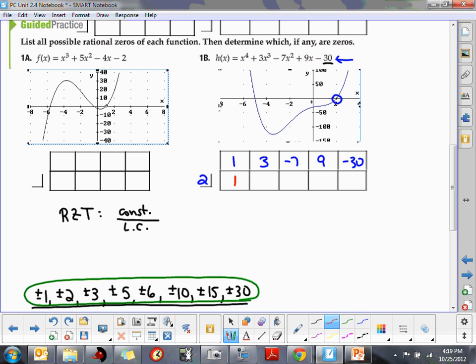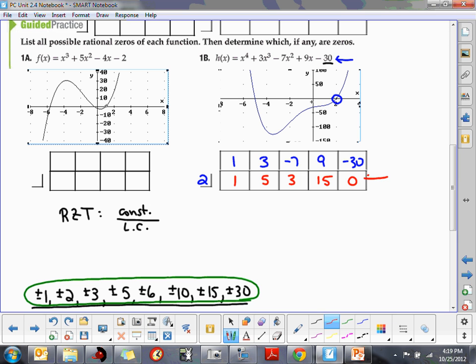Bring down the 1. 2 times 1 is 2. Add it to 3, which is 5. 2 times 5 is 10. 10 added to a negative 7 is 3. 2 times 3 is 6. 6 onto 9 is 15. Then 2 times 15 is 30. 30 onto a negative 30 is 0.